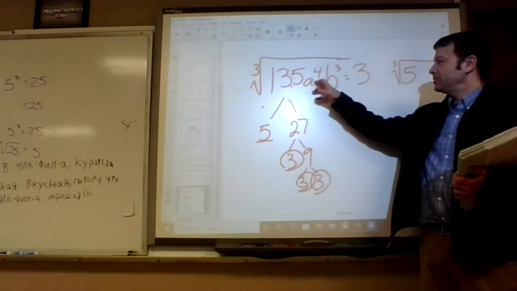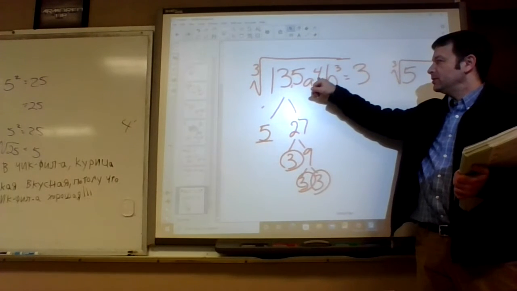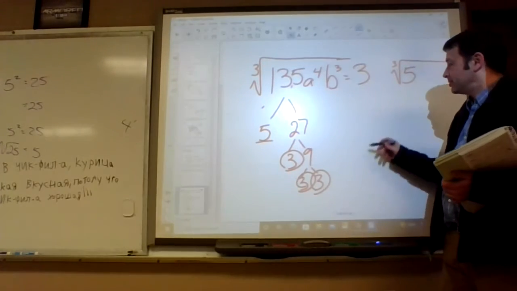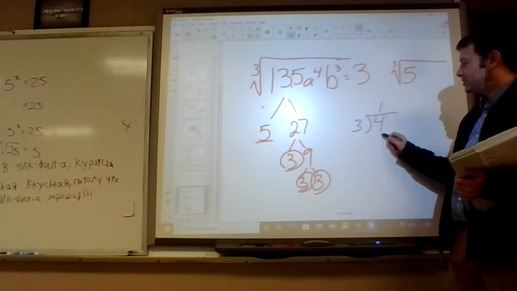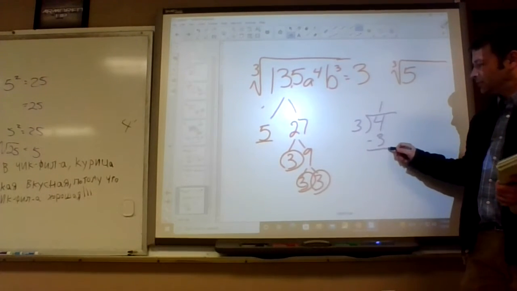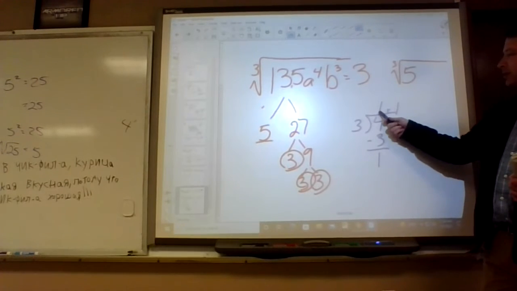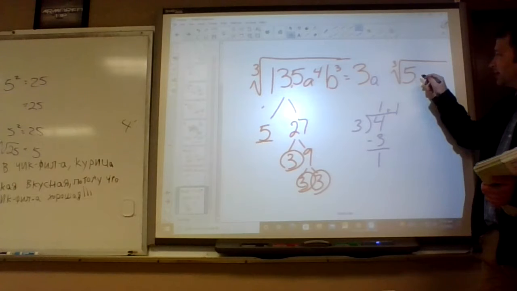Alright, how do we do the letters? You guys remember what I did last time? 4 divided by 3. How many times does 3 go into 4? Once. 1 times 3 is 3, with the remainder of 1. So it's going to be 1 on the outside and 1 on the inside. So it's going to be A.